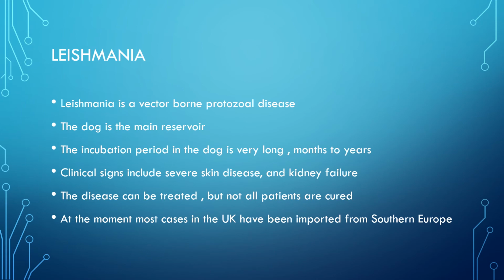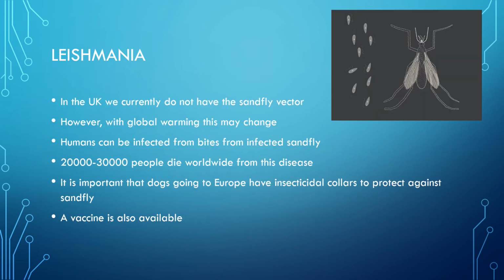Leishmania. Leishmania is a vector-borne protozoal disease. The dog is the main reservoir. The incubation period in the dog is very long, months to years. Clinical signs include severe skin disease and kidney failure. The disease can be treated, but not all patients are cured. At the moment, most cases in the UK have been imported from southern Europe. In the UK, we currently do not have the sandfly vector to spread the disease. However, it's possible with global warming this may change.